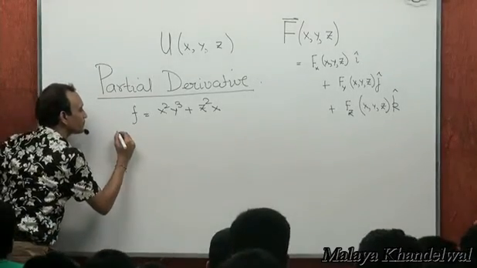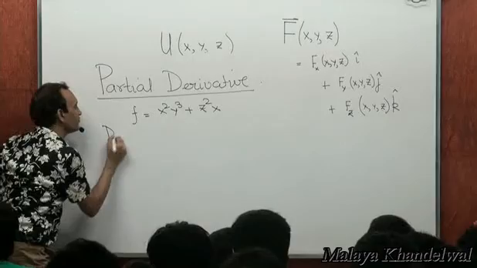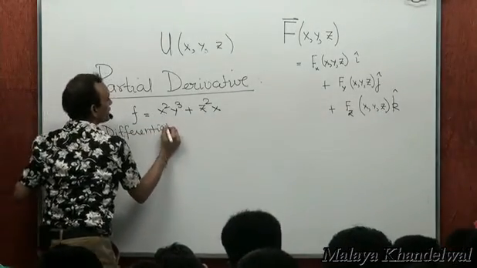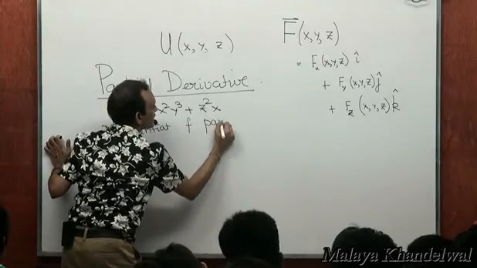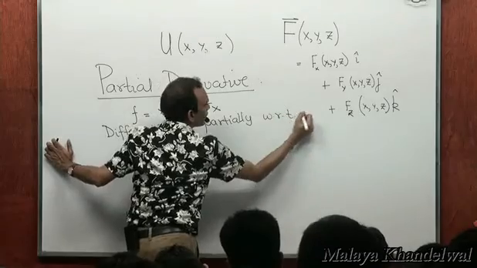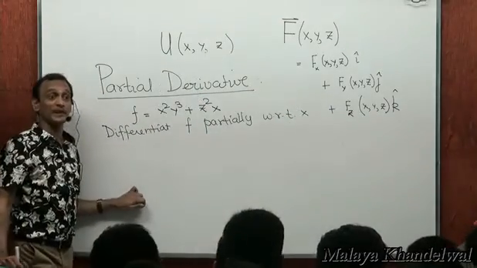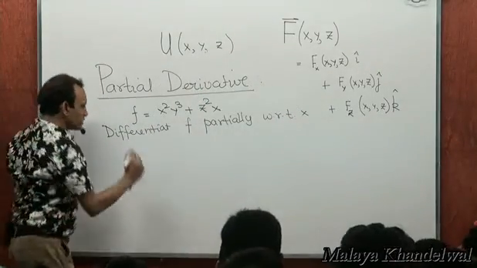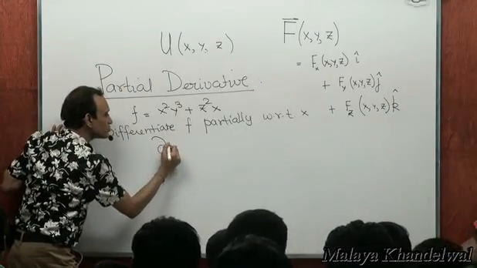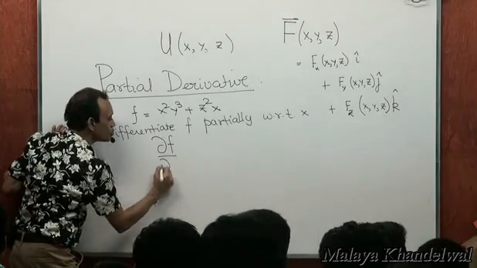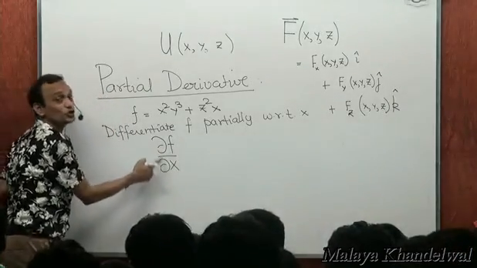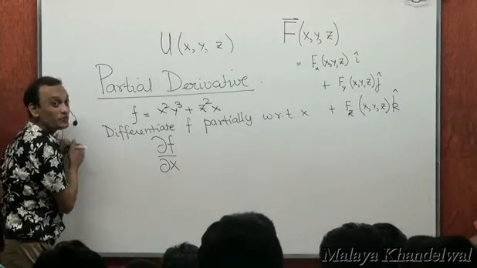Now, when I say differentiate f partially with respect to x, first of all, the notation for that is dou f dou x, dou x of f. Instead of d dx, it's dou, right? So don't become a dodo.